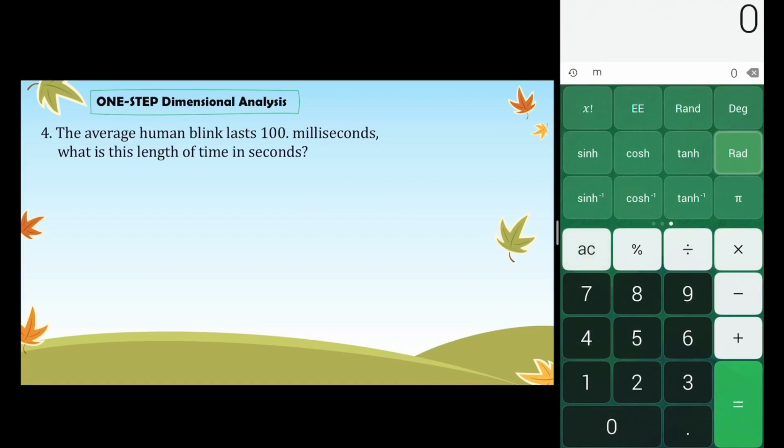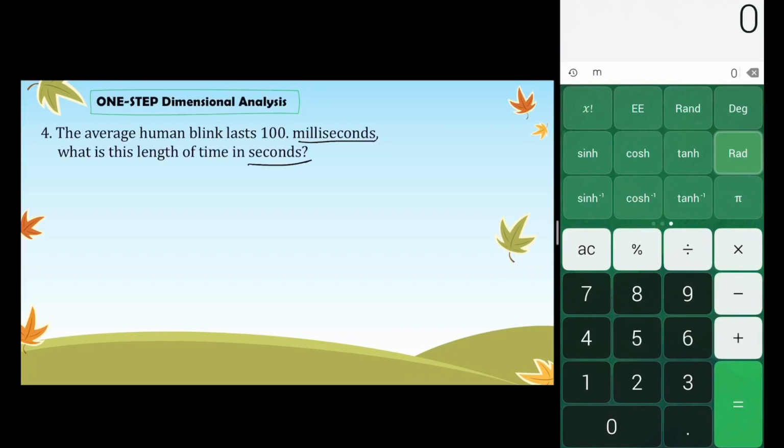Example number 4 says the average human blink lasts 100 milliseconds. What is the length of time in seconds? So once again, we're in the metric system. We're using the metric system. This is a conversion that you would be responsible for.